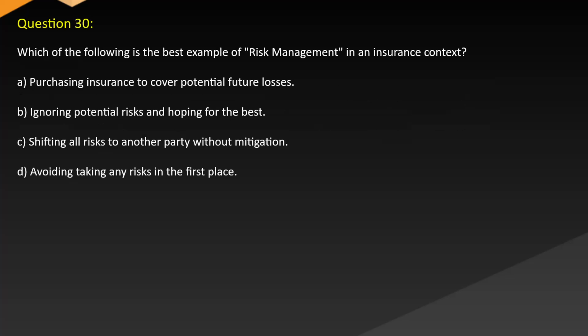Question 30. Which of the following is the best example of risk management in an insurance context? A. Purchasing insurance to cover potential future losses. B. Ignoring potential risks and hoping for the best. C. Shifting all risks to another party without mitigation. D. Avoiding taking any risks in the first place.